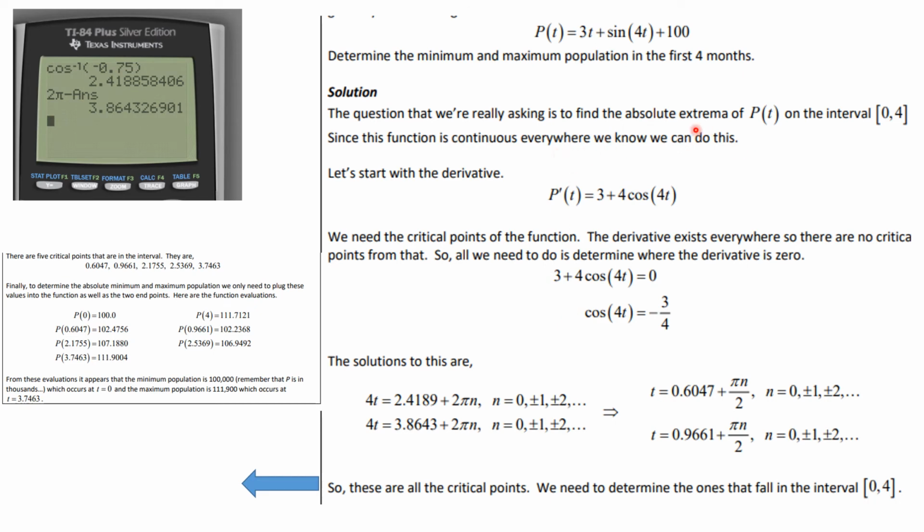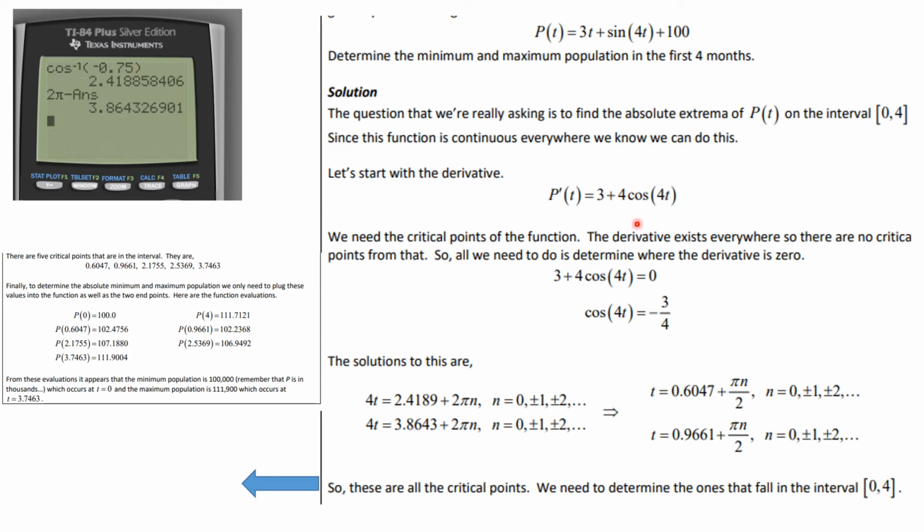Okay, so we're trying to find the absolute extrema, minimum and max, of p of t on the interval 0 to 4. And the function is continuous everywhere, and so we know by the extreme value theorem that this exists. So we take the derivative. The derivative of 3t with respect to t is 3. The derivative of the sine of 4t is going to be 4 cosine 4t because of the chain rule, and the derivative of the 100 is 0.